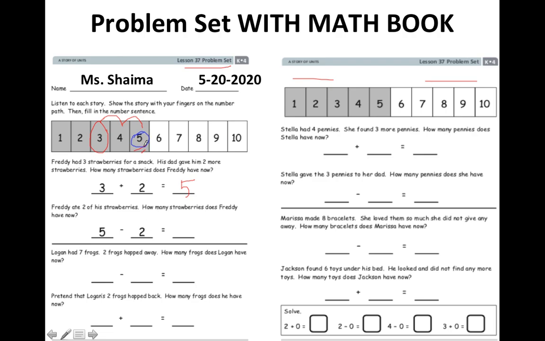So we're going backward. He ate 2, so I'm going to make 2 jumps backward. And now he landed on 3. So I'm going to write 3. The way it made it easy for me is when I do additions on the top and bottom is for subtraction. So now you have a way to discriminate which one is addition, which one is subtraction, so the number path doesn't get confusing. So 5 minus 2 is 3.